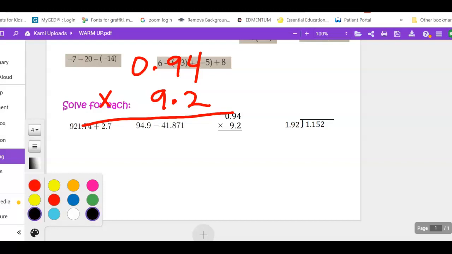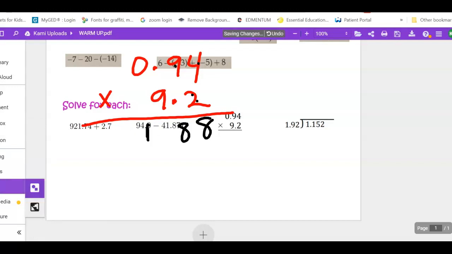Let me start with the first set. First, let me do 4 times 2, that's 8. 9 times 2, that's 18. Carry 1, right? 0 times 2 is 0. Plus the 1, I have 181. There we go for the first row.